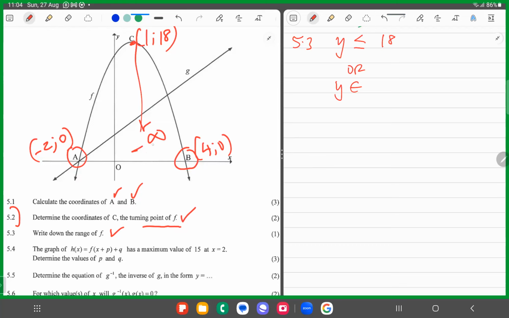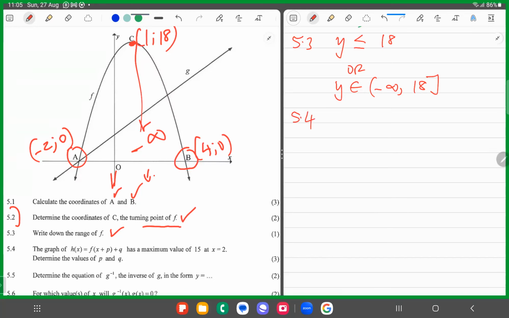So it goes down to negative infinity. So you'll say you have negative infinity to 18. So we always start from the smallest one. The smallest ones are at the bottom here. Minus infinity is further down, so you say minus infinity to 18, and 18 is a point on the quadratic function, on the parabola, and therefore your bracket must be a closed square bracket there. Okay, right. 5.4 is next.